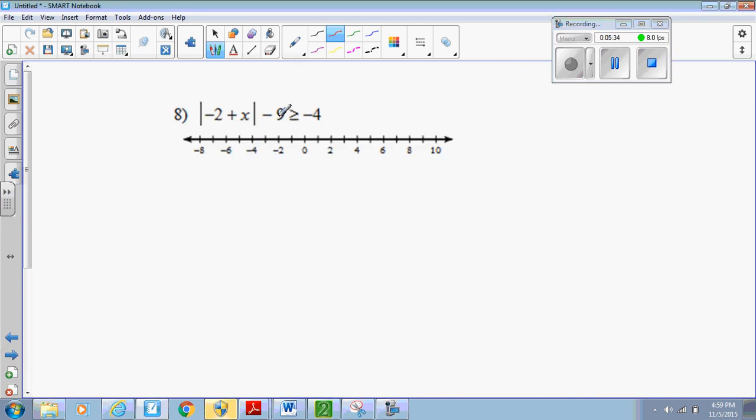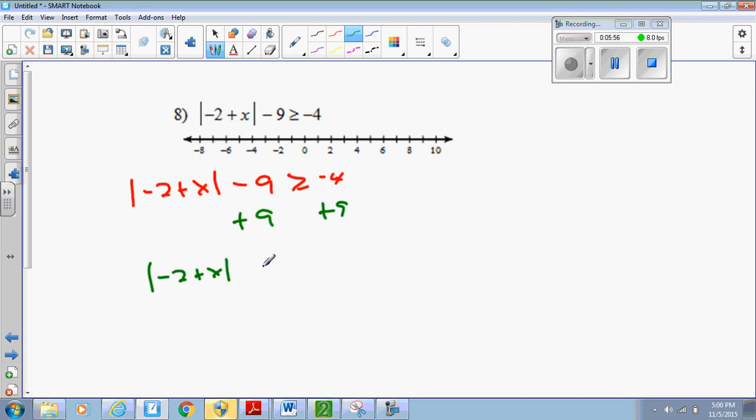Now, this is a similar situation. I have absolute value of negative 2 plus x minus 9 is greater than or equal to negative 4. And I want to isolate the absolute value just like before. So what I'm going to do is add 9 to both sides. So that becomes absolute value of negative 2 plus x is greater than or equal to 5.